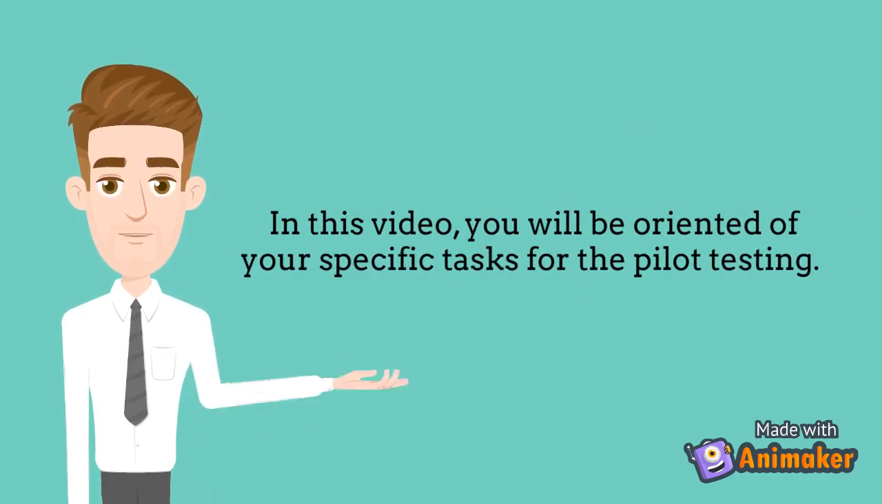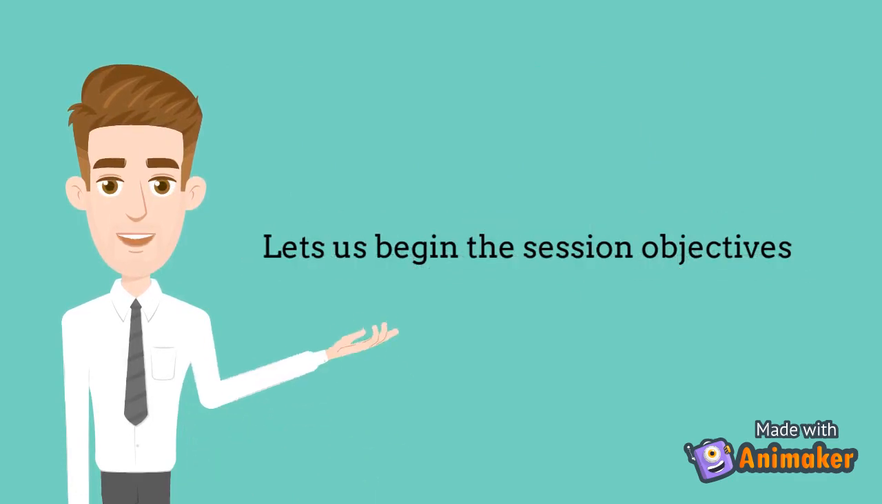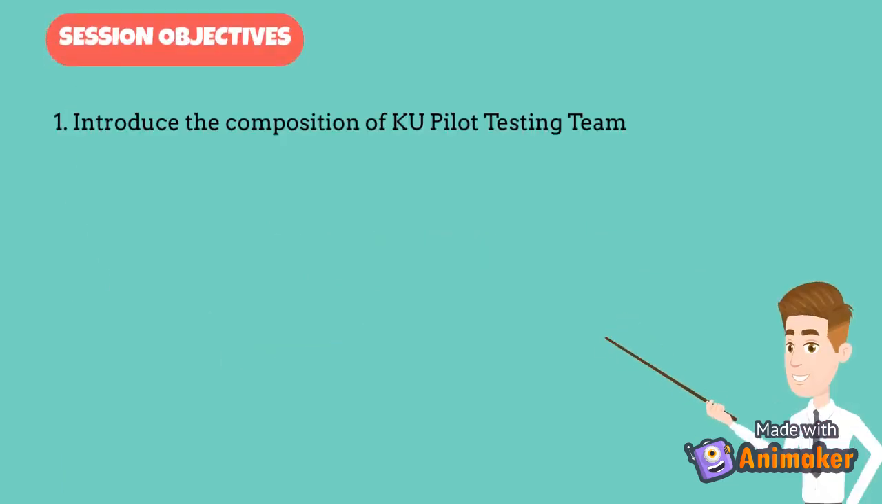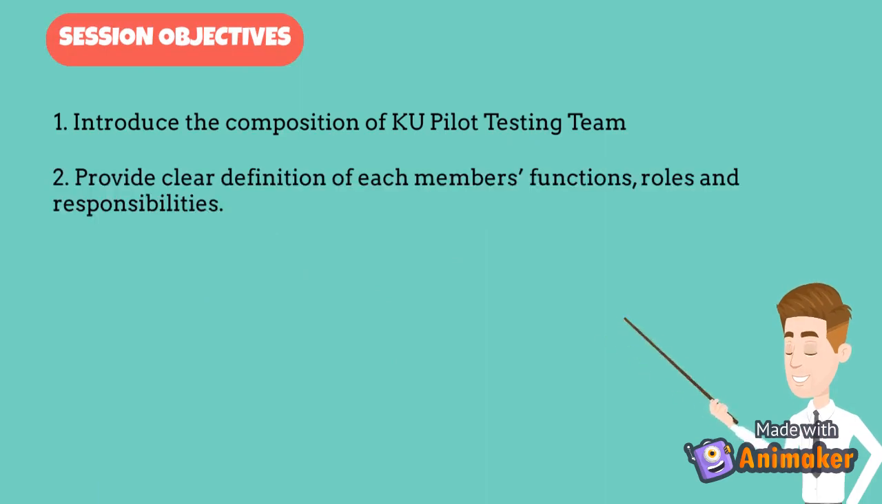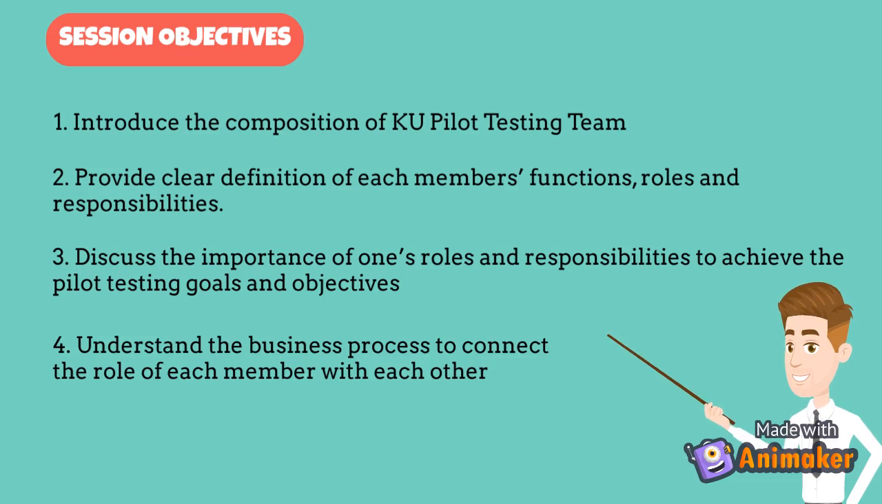In this video, you will be oriented on your specific tasks for the pilot testing. Let us begin with the session objectives. Number 1, introduce the composition of the KU pilot testing team. Number 2, provide a clear definition of each member's functions, roles, and responsibilities. Number 3, discuss the importance of each role and responsibility to achieve the pilot testing goals and objectives. And number 4, understand the business process to connect the role of each member with each other.